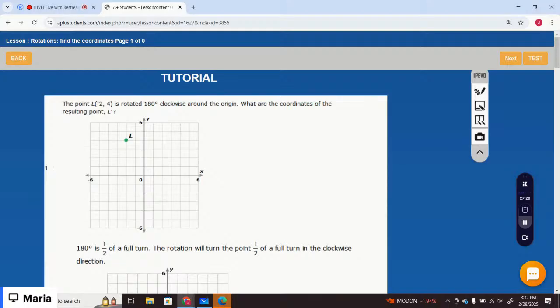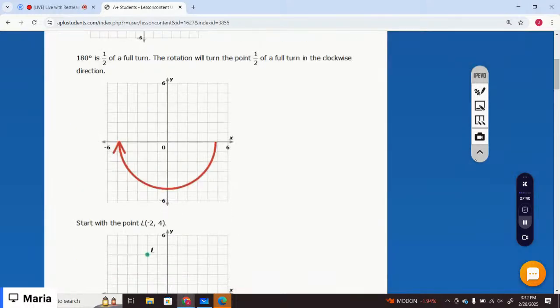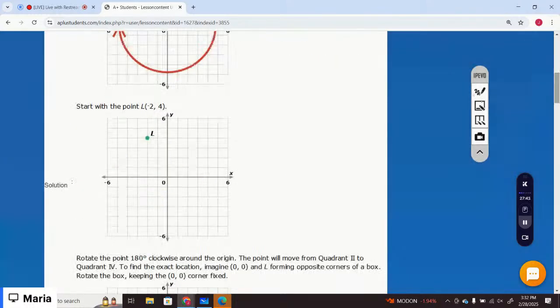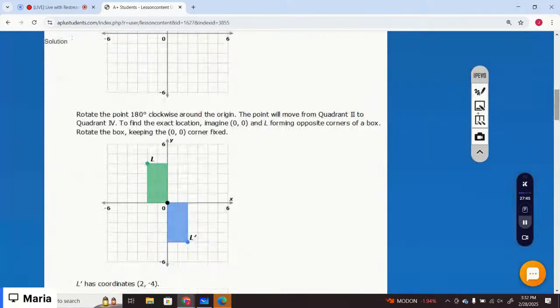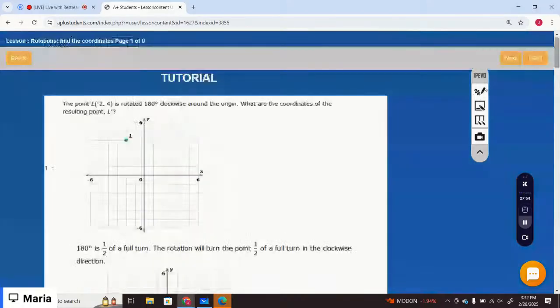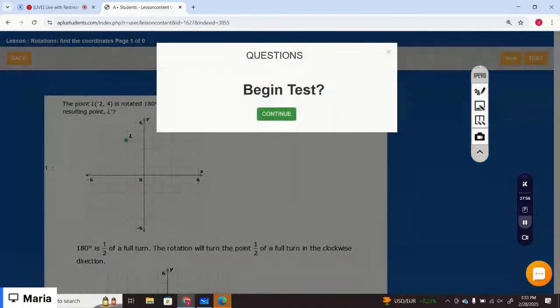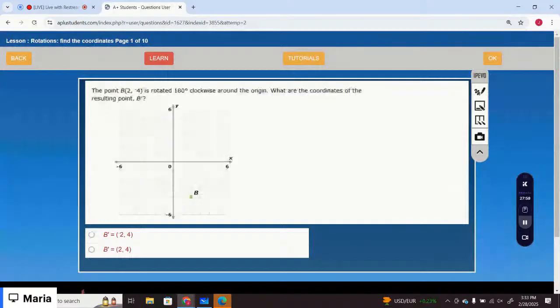The point L (-2, 4) is rotated 180 degrees clockwise around the origin. What are the coordinates of the resulting point L'? So 180 degrees is half of a full turn, right? The point L is (-2, 4), keeping the point (0, 0) fixed. You have to move the point L 180 degrees. So now L' has the coordinates (2, -4). Let's just start with the test question.